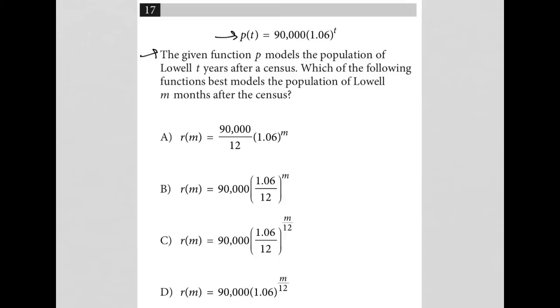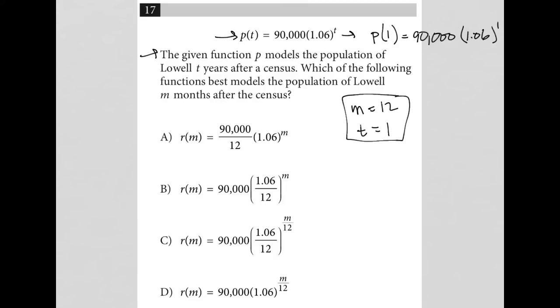So whenever I see a question like this, I like to just make a relationship between t and m. We know that when m equals 12, that's the same as t equaling 1, right? So this is what we know for sure because there are 12 months in a year, which means whatever I get from my original question by plugging in 1 for t, so P of 1 is equal to 90,000 times 1.06 to the first power, which basically just means 90,000 times 1.06, should be the exact same answer I get in my answer choices by plugging in m equals 12. Because again, m equals 12 is the same as t equals 1.